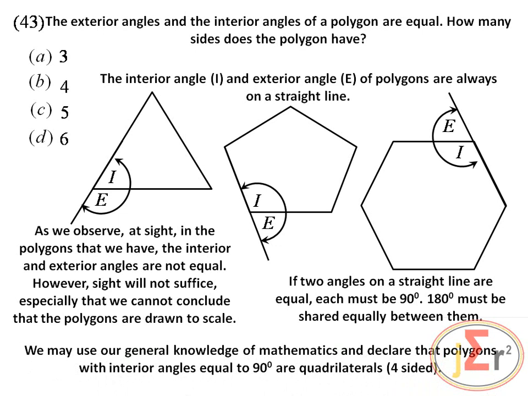So we may use our general knowledge, after concluding that the interior angle must be 90 degrees. We may use our general knowledge of mathematics and declare that polygons with interior angles equal to 90 degrees are quadrilaterals. They are four-sided. That is the correct answer. We are sure that polygons with all interior angles equal to 90 degrees must be quadrilaterals.